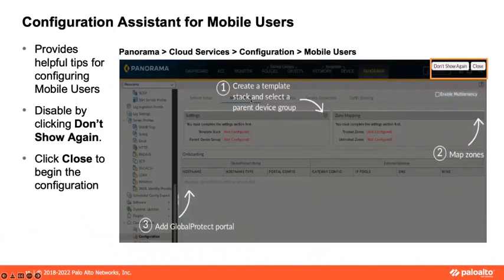The page pops up and it has this gray opaque overlay on it. It gives you some help text there. Basically says, what we're going to do is in step 1, create a template stack and select a parent device group. In step 2, we're going to map some zones. And then step 3, we're going to add our GlobalProtect portal. So you click to close that, or if you never want to see it again, don't show it again.